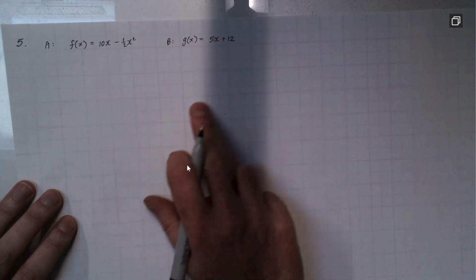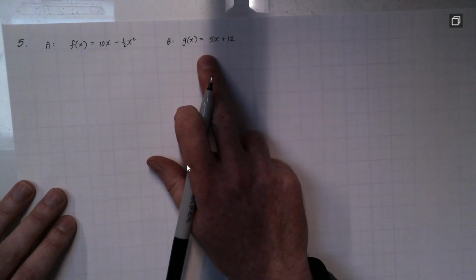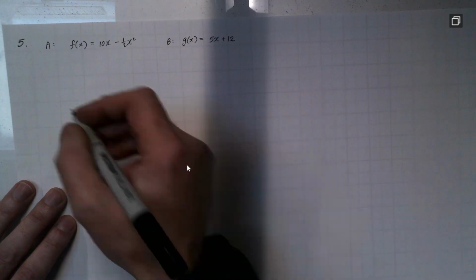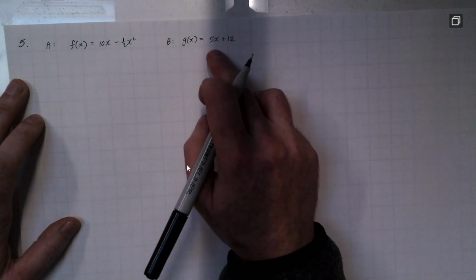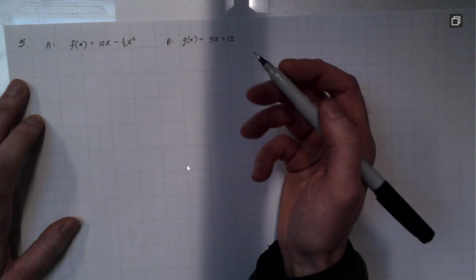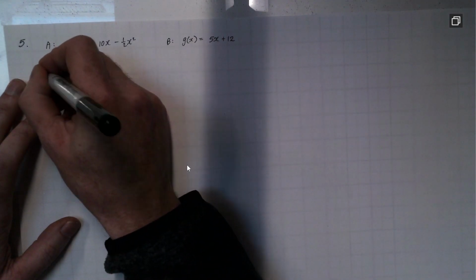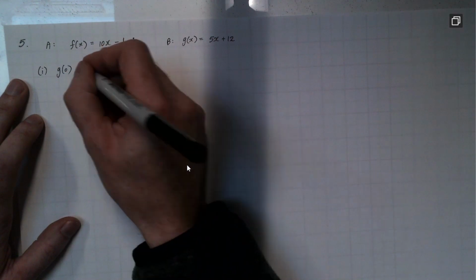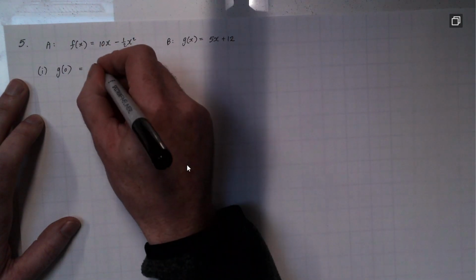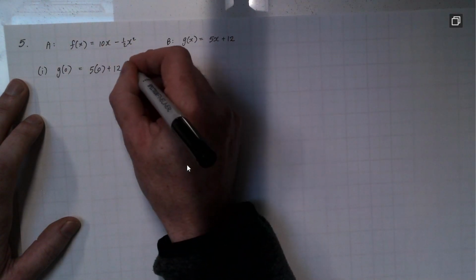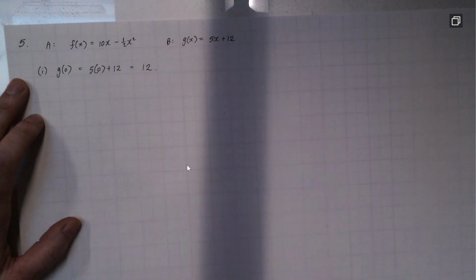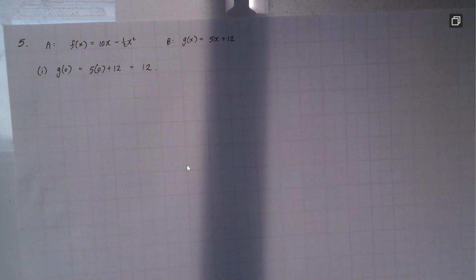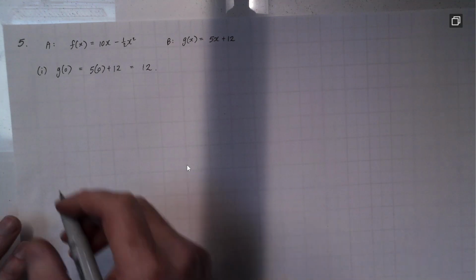So we want g of x when x equals 0. Putting in x equals 0, g of 0 equals the constant term, which gives 12. Therefore B is 12 meters from point A. Now we plot the graph.